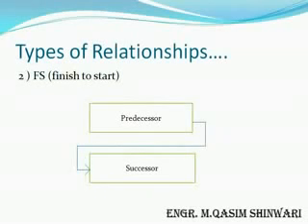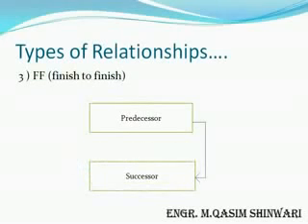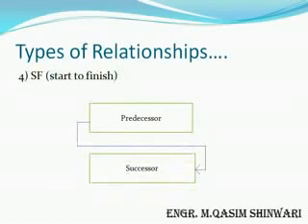The second relationship is finish to start, that is when the predecessor ends, then the successor will start. It is denoted by FS. Third is finish to finish. It means that both predecessor and successor will end simultaneously. And last is start to finish, which means that when the predecessor starts, the successor will end. So now let's make these relationships and let's modify them.